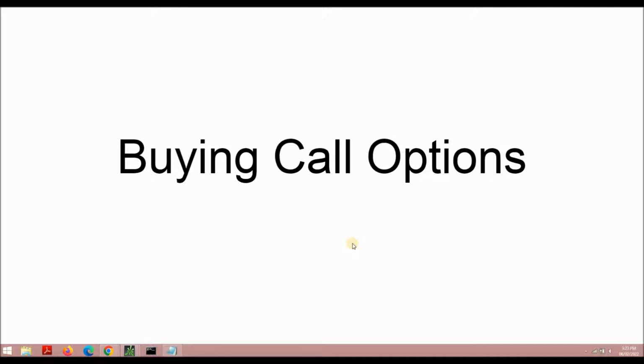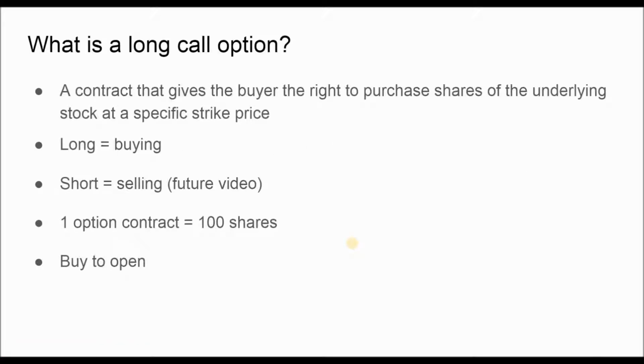Now let's go ahead and jump into buying call options in Thinkorswim. I just want to start by first talking about what a long call option is. Basically, a long call option is a contract that gives the buyer the right to purchase shares of the underlying stock at a specific price.